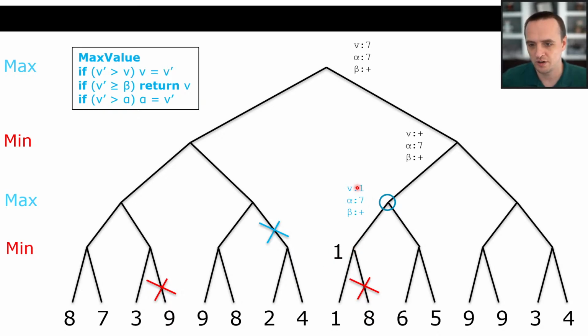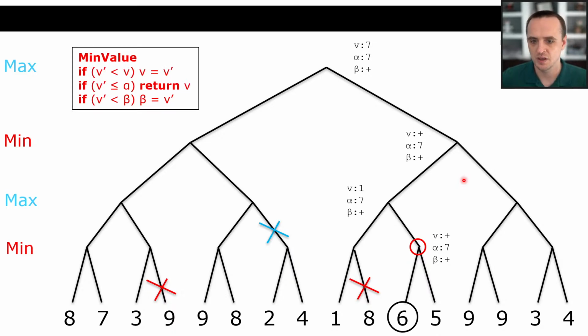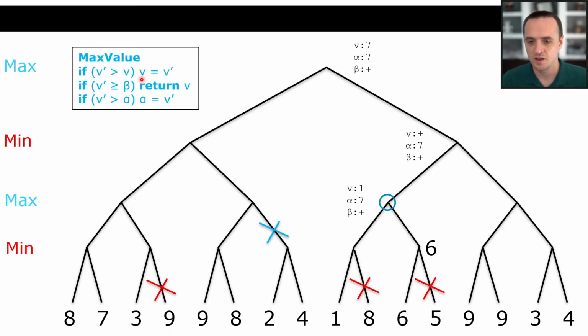Now, this one gets a value of 1. Its alpha value is still 7, so it's going to look down the tree. We keep going. This one says, okay, is it a new value of v? Yes, it is. Is it less than or equal to alpha? It is again. So I can do another alpha cut right here. This one is 6. Is 6 greater than 1? Yes, it is. Okay, so I've finished this computation with these two cuts.